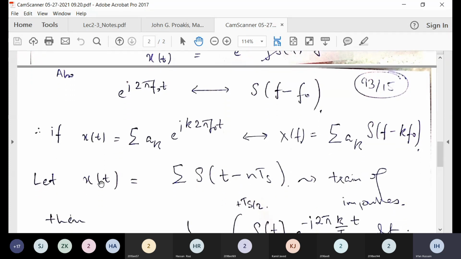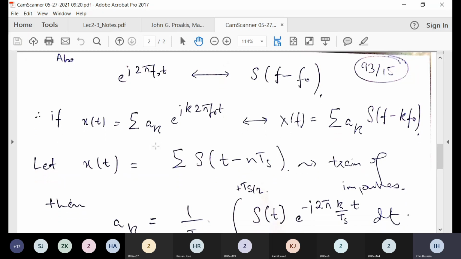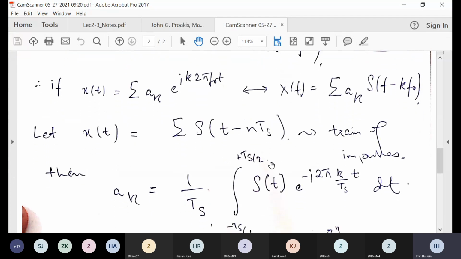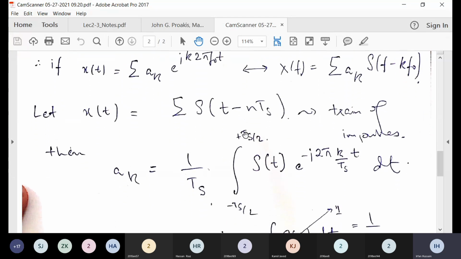Now I say that this periodic signal is actually a train of impulses in time, because remember, for sampling you have to multiply with the train of impulses. So I have a train of impulses and I want to find its Fourier series coefficients. How can I find its a_k, its Fourier series coefficient? Very simple. You just take the signal from within one time period. So your signal is appearing at 0, Ts. You just take one period, let us say from minus Ts over 2 to plus Ts over 2.